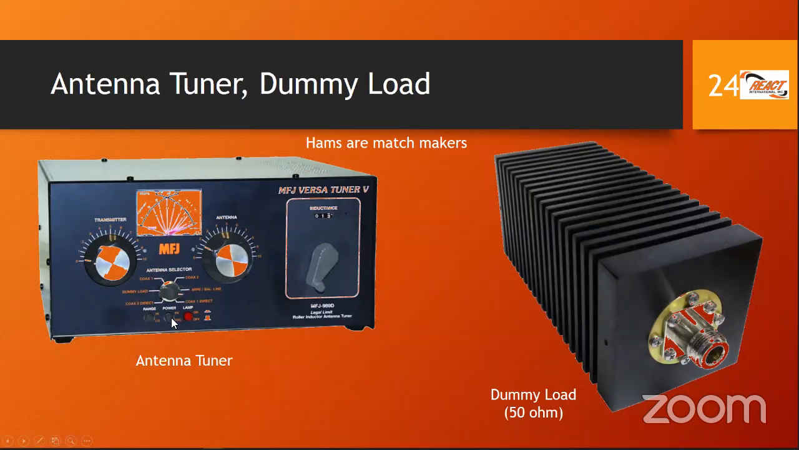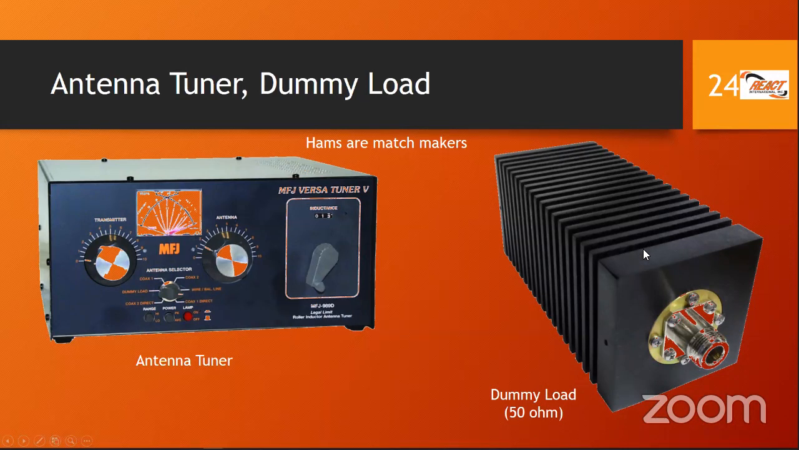So hams often use an antenna tuner. For example, what's shown here on the left-hand side. We will connect our radio to the antenna tuner and then the antenna tuner to the antenna. We will manipulate the dials and we will tune that antenna. So it's called an antenna tuner.